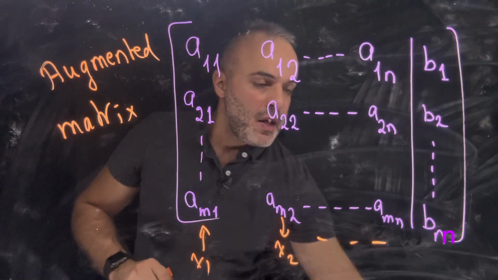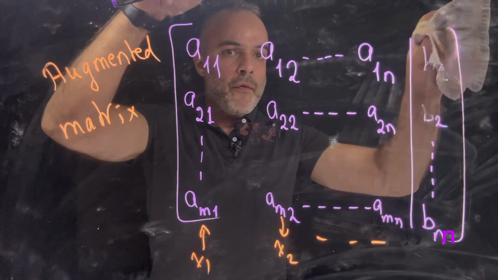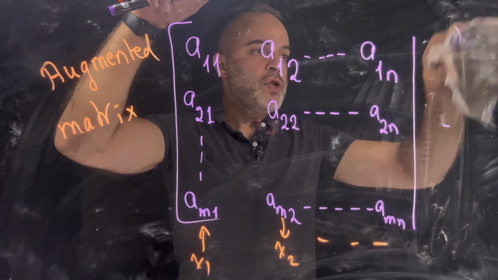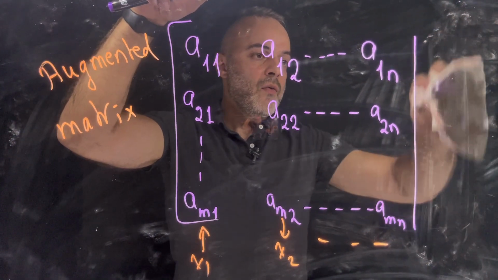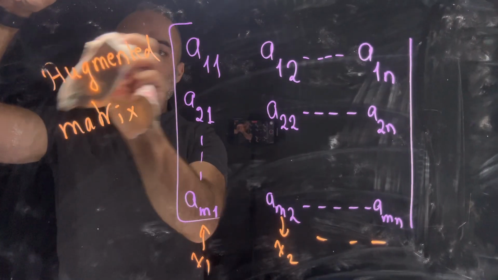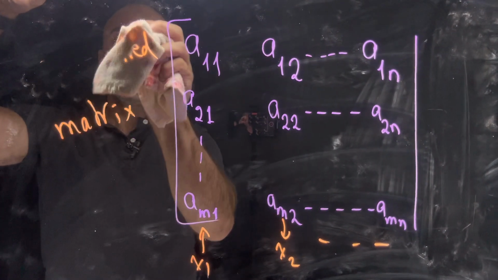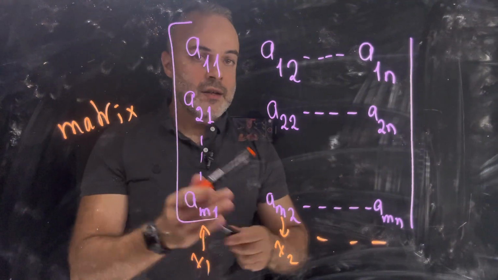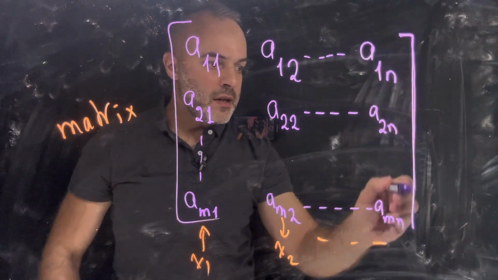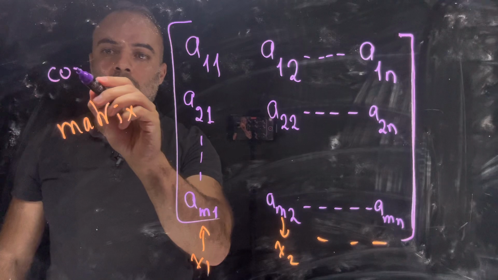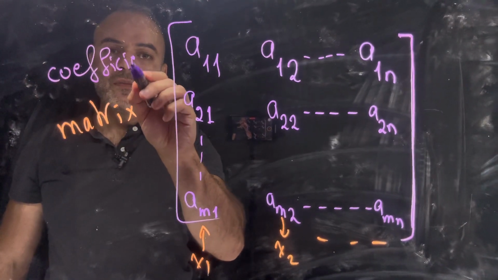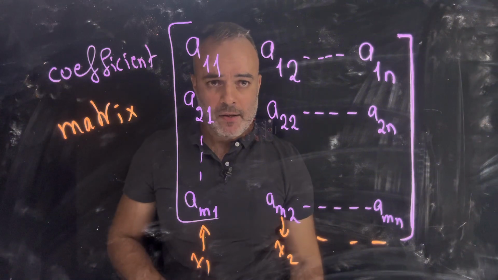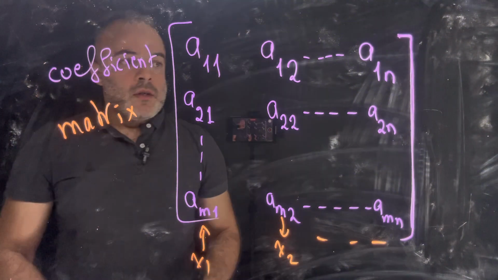Now, if I'm interested only in the coefficients, let's say I removed all these, just want to talk about the coefficients, right? Well, in this case, it's not augmented. We call it a coefficient matrix. So this guy here is called what? The coefficient matrix. Okay? All right? So that's what a coefficient matrix is.